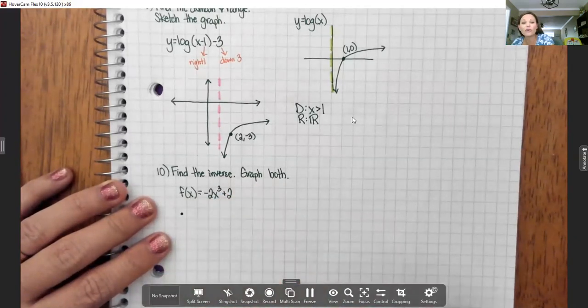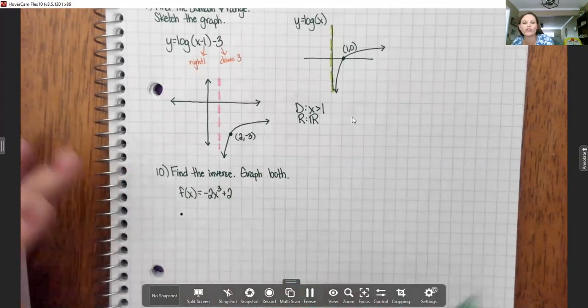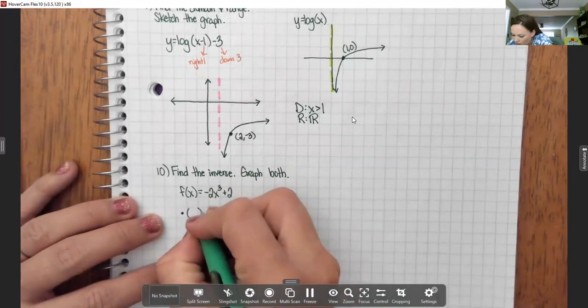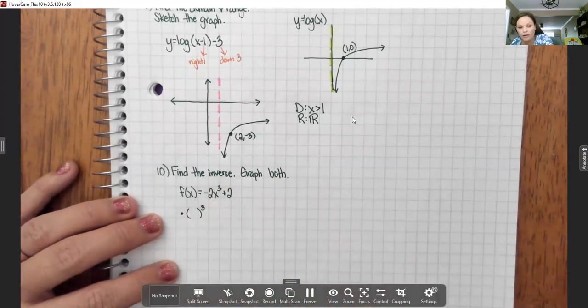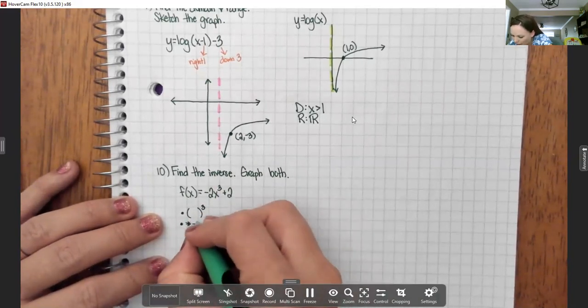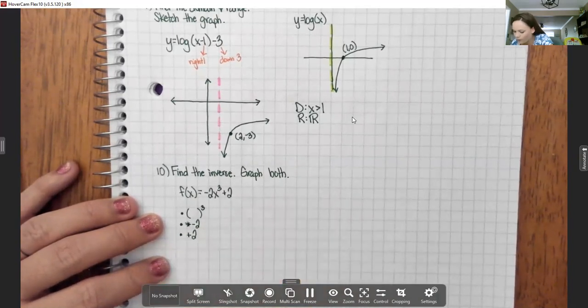So again, if I told you x was the number 5 or 7 or any number, what would you do without your calculator? What is your order of operations? So the first thing you would do is cube it. The next thing you would do is multiply by negative 2. And then you would add 2.